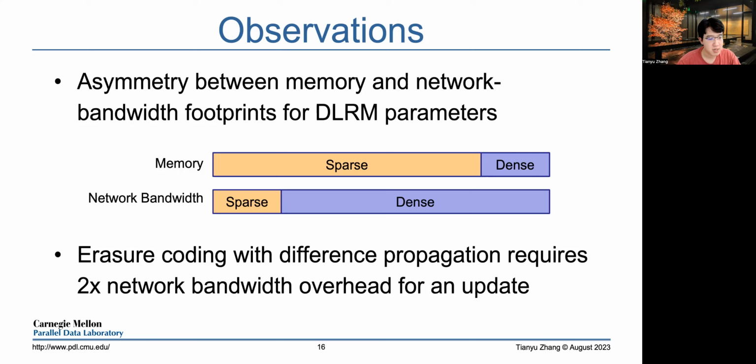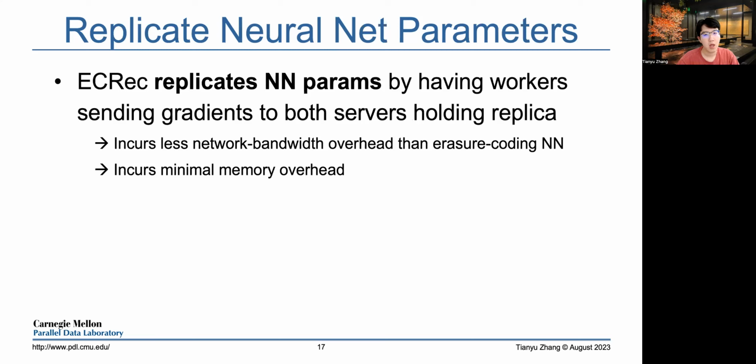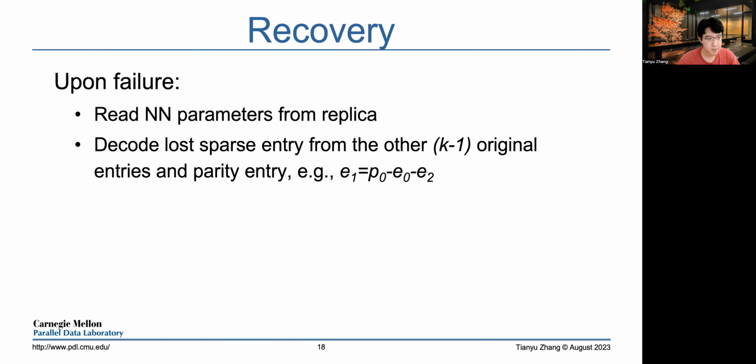The other thing we want to note is that erasure coding with difference propagation, which is the protocol that we described just now, requires 2x network bandwidth overhead for an update. With these points in mind, we decide that for EC-REC, we want to replicate the NN parameters by having workers send gradients to both servers holding replicas. This makes sure that we incur less network bandwidth overhead than erasure coding the NN, and it also only incurs minimal memory overhead considering the very small size of dense parameters.